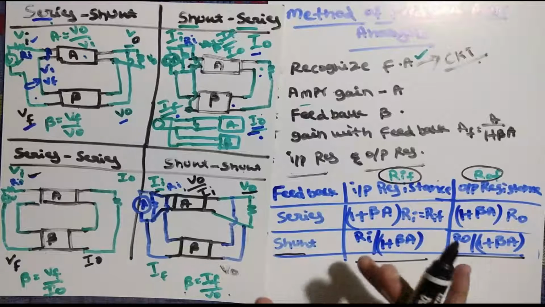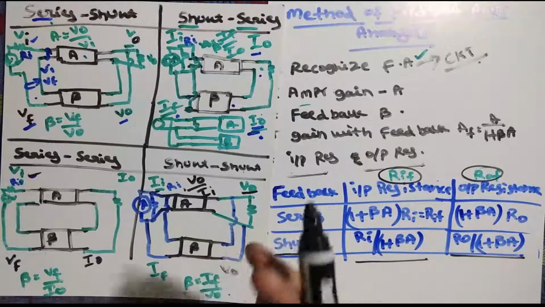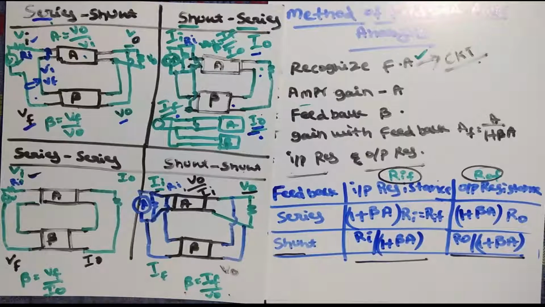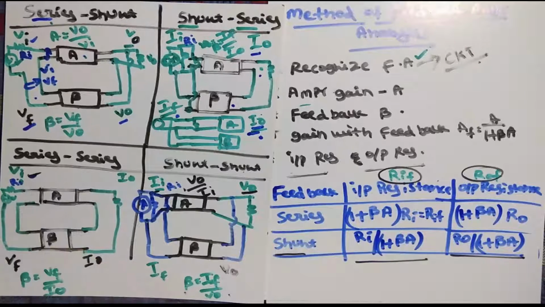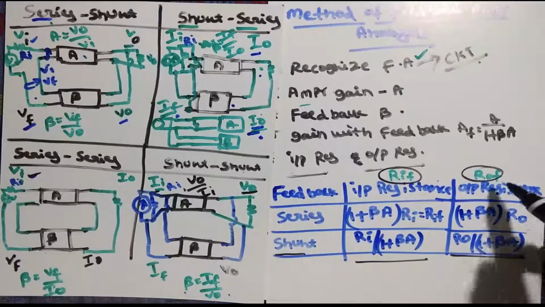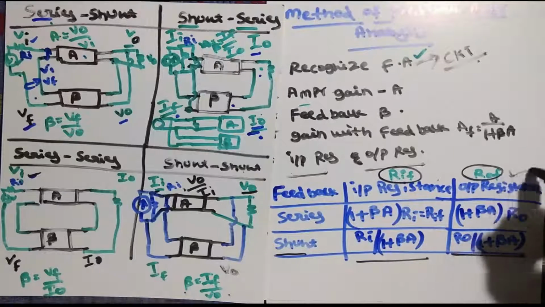You cannot write anything directly; you have to write the derivation that I have shown. So you have to know how to do the series input resistance and series output resistance, and similarly the shunt input resistance and shunt output resistance. If you understand all of that, you can write your own individual answers.